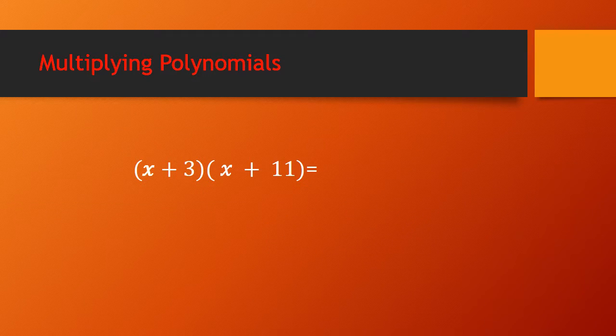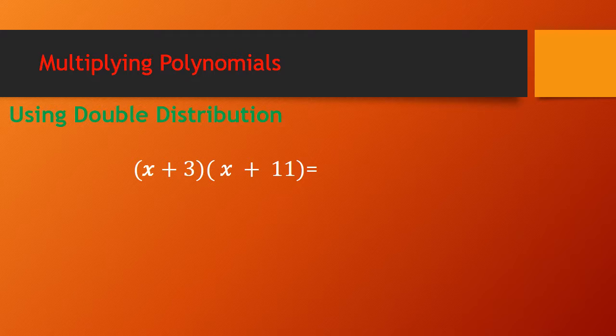At the beginning of the year we learned how to multiply polynomials, and we looked at multiplying a binomial by another binomial, and we said that we can use the distributive property or double distribution to be able to multiply a binomial by another binomial. In this example, we have x plus 3 multiplied by x plus 11. We need to use double distribution to be able to expand this factored form into the standard form.